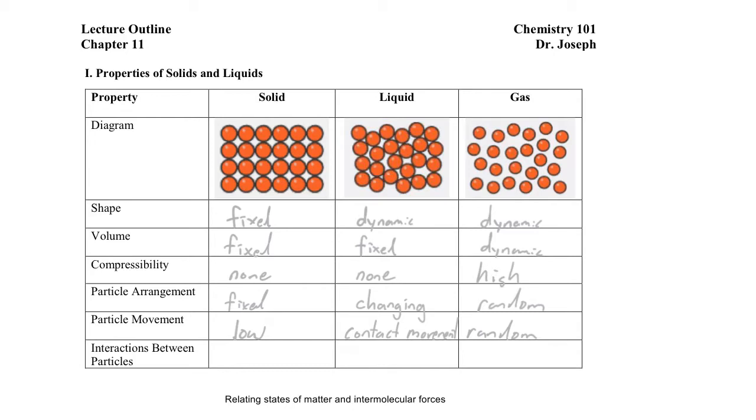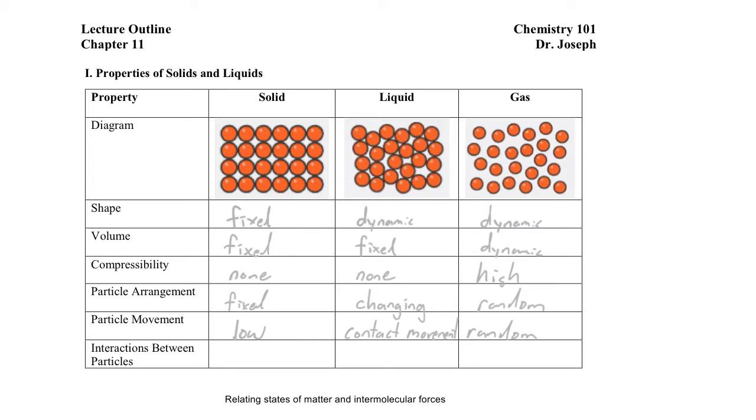To get us started learning about intermolecular forces, let's review what we know about the different properties of the different states of matter. So for example, when we first started this class, we talked about the differences between solids, liquids, and gases in terms of things like their shape and their volume. So for instance, we know that solids have a fixed shape and a fixed volume, whereas liquids have a dynamic shape but a fixed volume. Gases have both dynamic shapes and dynamic volumes.